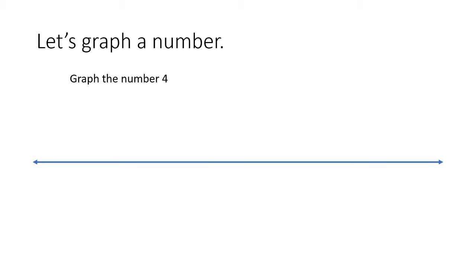So let's graph a number on our number line. Let's graph the number 4. Let's set it up a little bit smaller. 1, 2, 3, 4, 5, 6. Okay, so if we were graphing the number 4, I would just put a solid dot on the number 4. So that's how you graph a number on a number line. That's nothing new, a little bit of review there.